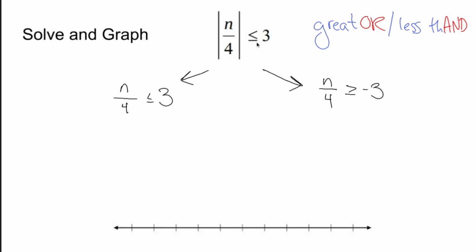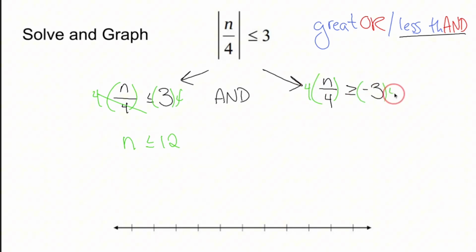Now, here's the key thing. This was a less than symbol the moment I split it up. Since it was a less than symbol, we are going to use the word and to separate these two. At this stage, you solve each one individually. Multiply both sides by 4, right? That gets you n is less than or equal to 12. Same thing over here. Multiply both sides by 4. That gives you n is greater than or equal to negative 12. And then the word and lives nicely in between.